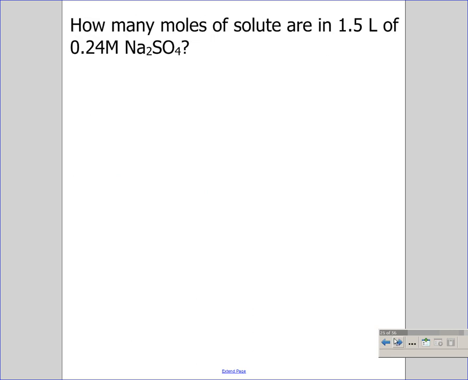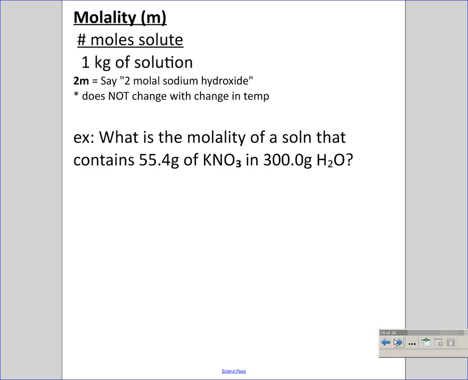Hold on, let me skip this. Molality is really similar, but what do you notice? Oh, I don't know if I fixed it. Did I fix it? Oh, no. This is solution. I'm sorry, not solution. Solvent. I've had the same typo for 3 years. Solvent.